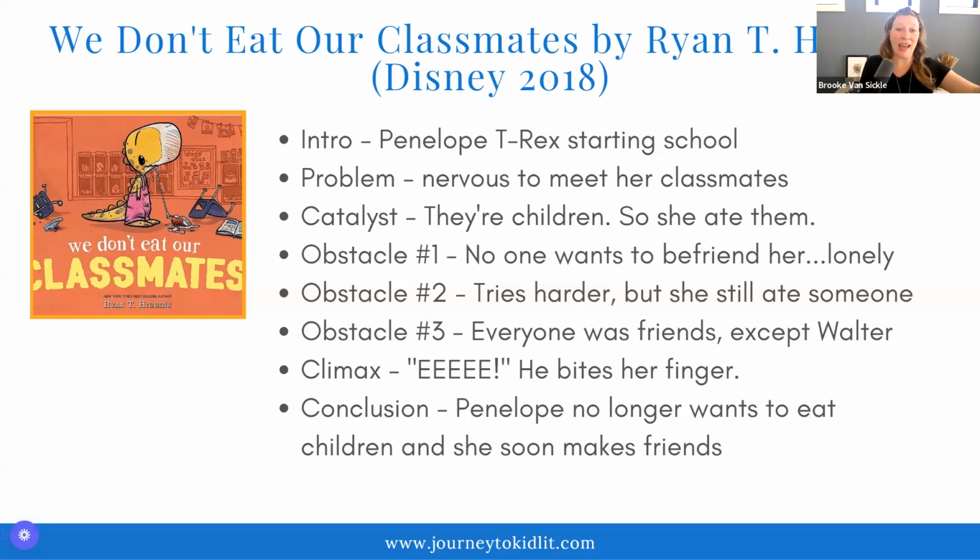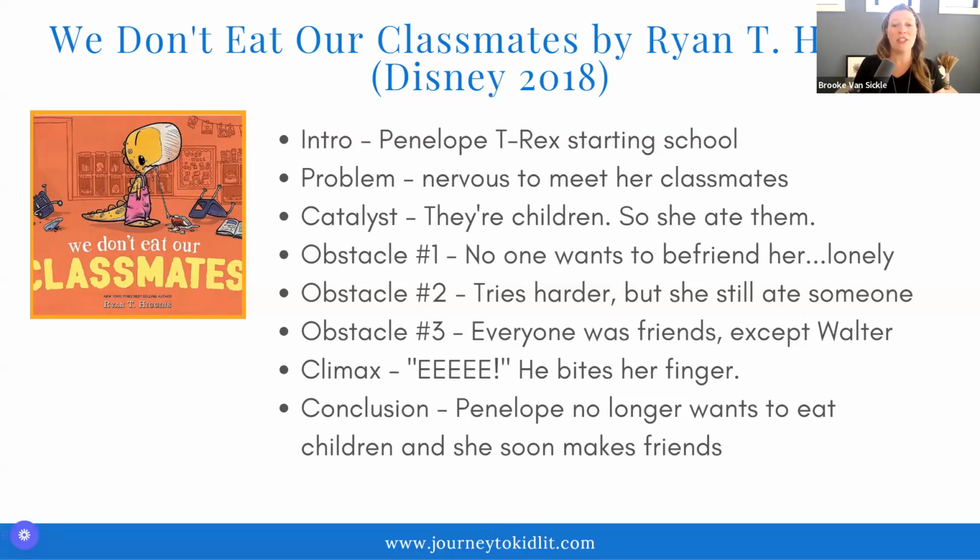And the catalyst of the story that's going to make it even more challenging is that they're children. And Penelope eats them because she is a dinosaur. She is a Tyrannosaurus Rex. And that was her first impulse. So now it's going to make it even harder for her to make her goal of having friends come true. But she's going to try anyways. She's just going to have some challenges along the way.